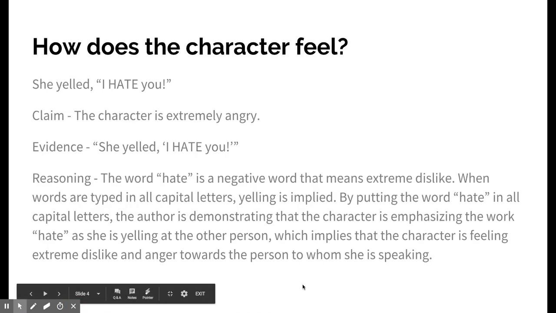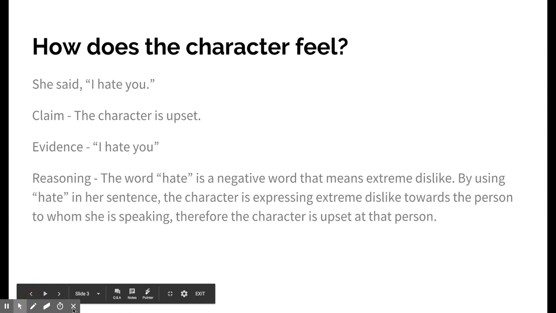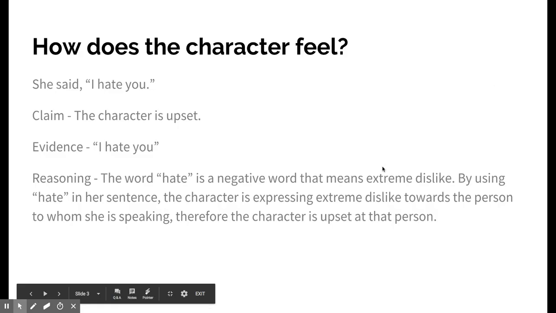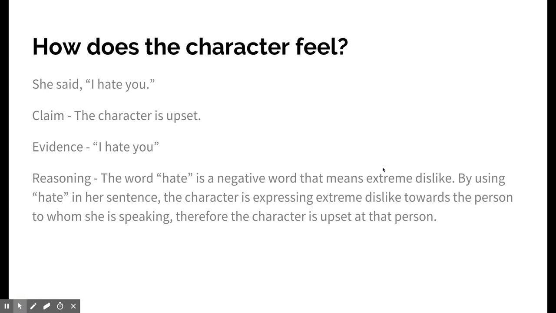So how does the character feel? So for example, if she says, "I hate you." There you go. And that's what she says. There's nothing there. You're just saying that, and then you're being asked how does the character feel. So your claim: the character is upset. The evidence: "I hate you." That's your evidence. And your reasoning.